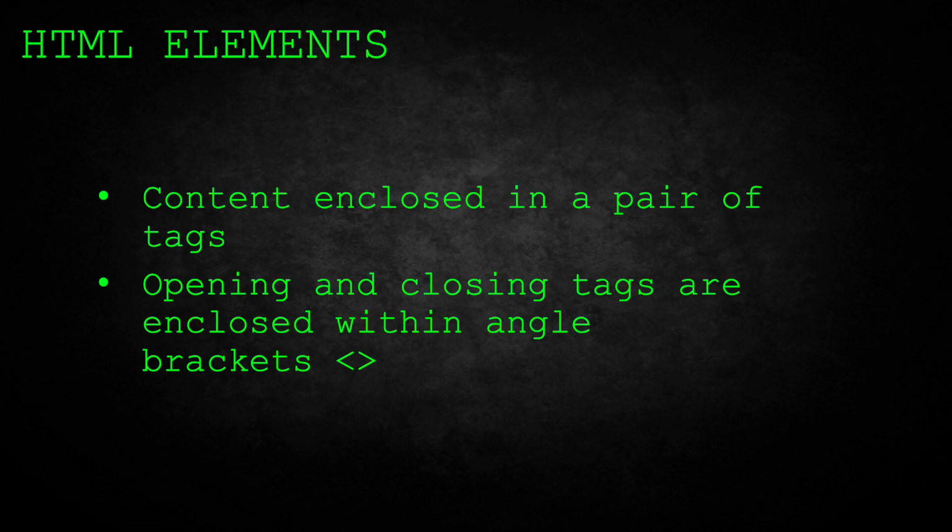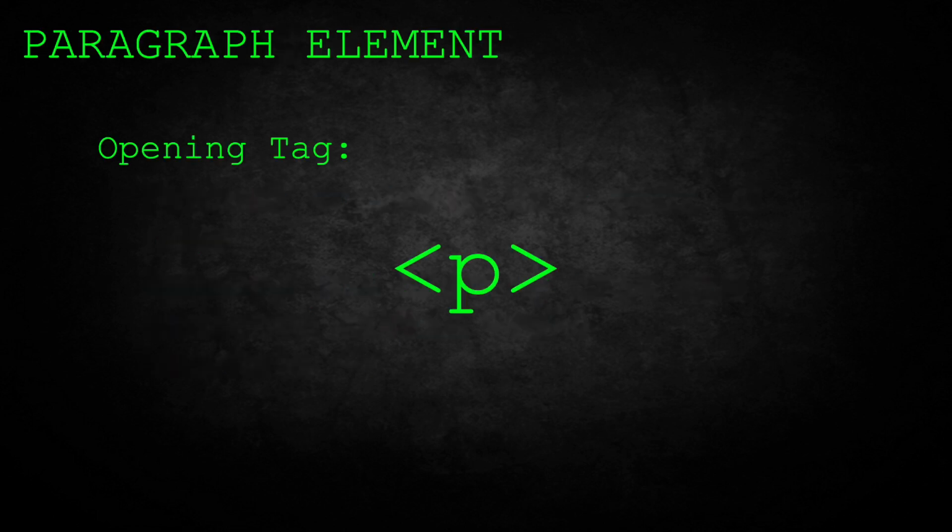Some tags, such as the image tag, do not require a closing tag. Now, there's many types of HTML tags, and each has its own purpose. But let's first take a look at a simple paragraph element. The paragraph element consists of an opening and closing P tag. Here you can see the opening tag, which is simply the letter P placed between two angle brackets. The closing tag for the paragraph element looks similar to the opening tag, but includes a forward slash.